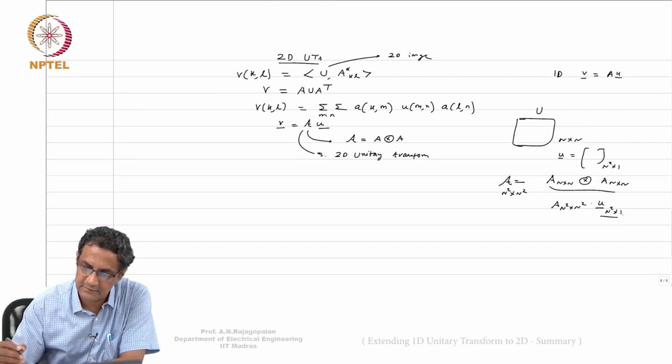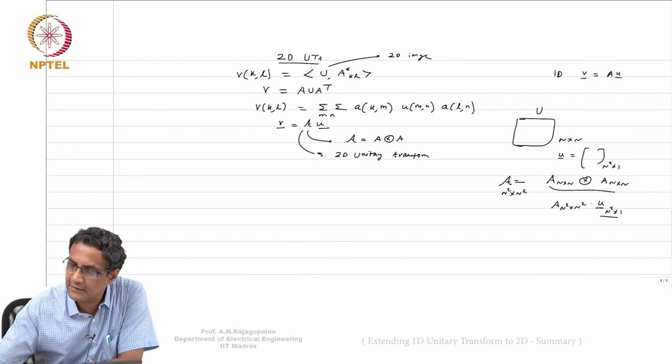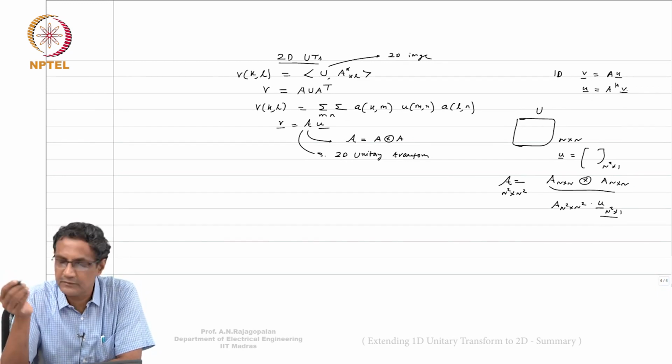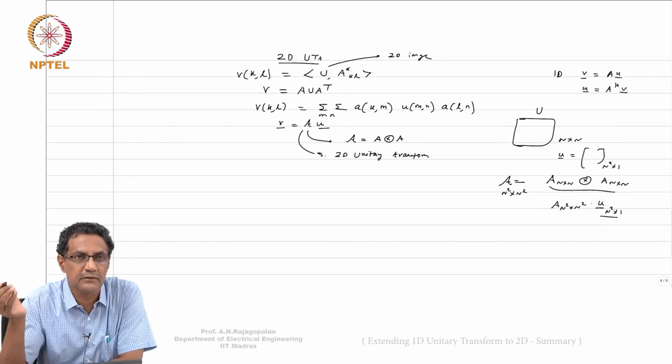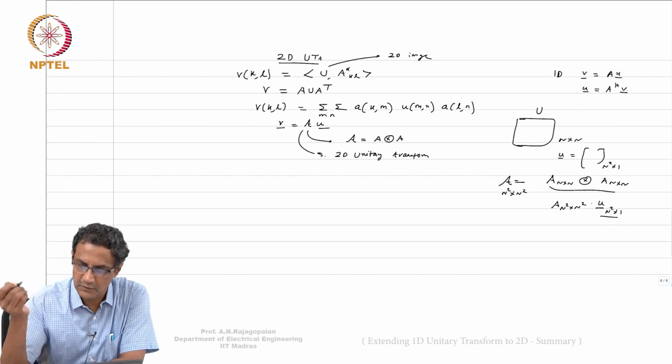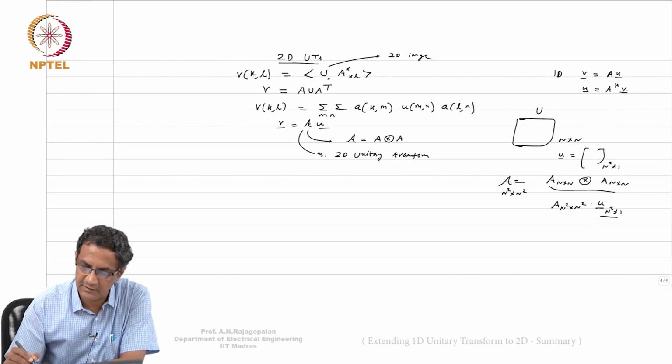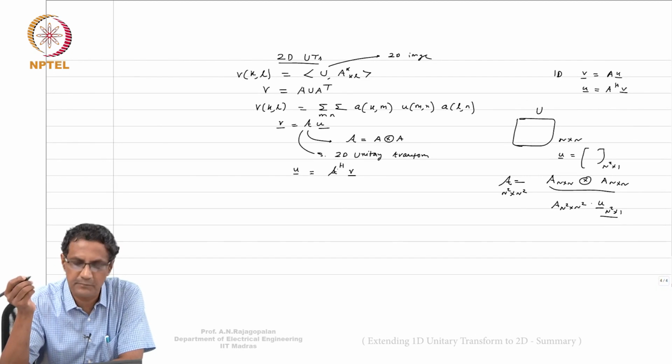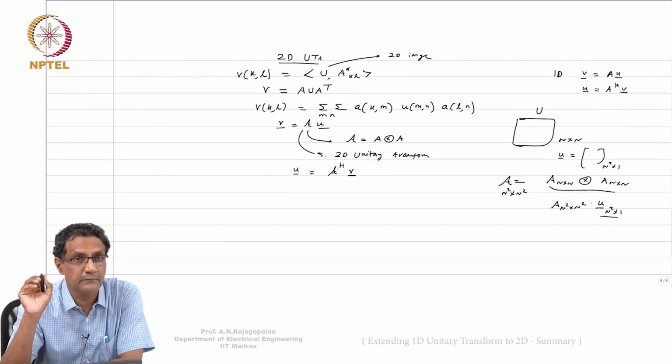And we also saw that, just as we had here U equal to A Hermitian V, which made our entire task very simple, because taking the inverse is just computing the Hermitian of the forward transform. Similarly here yesterday we showed that U is script A Hermitian V, where script A Hermitian is simply the inverse of script A, right? So all of this works out fine.